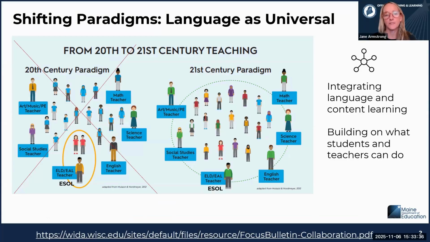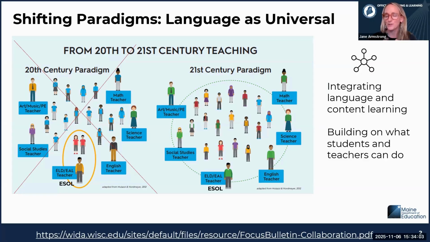This graphic is from the WIDA collaboration bulletin, which is linked here and will be available to you in the Google folder later today. And so this is a powerful graphic that just shows this shifting of paradigms as language as universal. So when we think about how we want to think about the integration of language with content, that it is a shared responsibility.